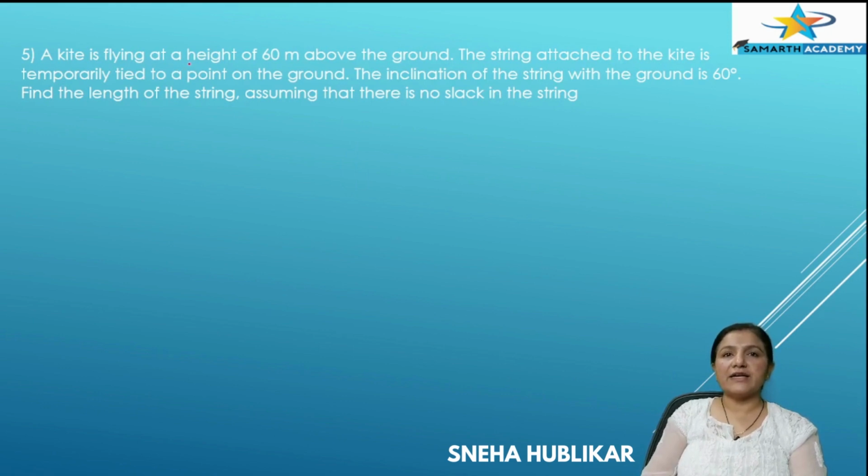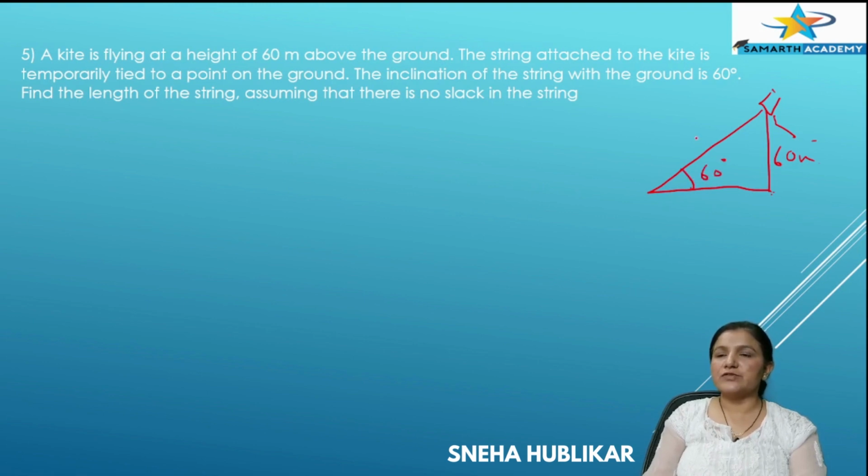A kite is flying at a height of 60 meter above the ground. Okay. So here is the kite which is flying at the height of 60 meter. The string attached to it is temporarily tied to the playground. Okay. The inclination made is 60 degrees. Find the length of the string. So this is the string. Assuming that there is no slack in the string.